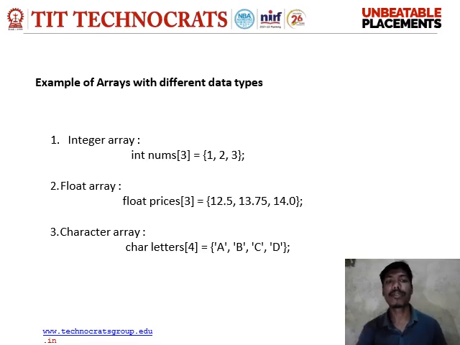You can make multiple kinds of arrays of different data types: integer array, float array, character array, boolean array, and many more. These are some examples of such arrays.